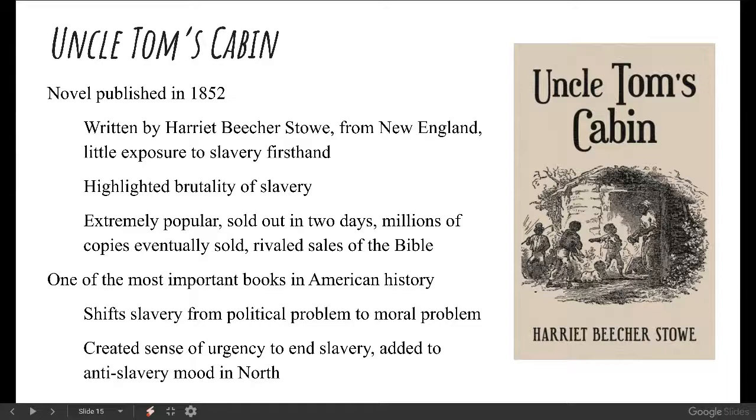And it helps shift slavery from just a political problem to a moral problem. People start seeing that slaves are experiencing all kinds of abuse. They're experiencing starvation in some cases, rape in some cases, really horrible treatment and difficulties working in the fields and different things like that. So people start saying, wow, this is really bad. We probably shouldn't allow this to continue in our country. And so it creates a sense of urgency to end slavery and added to this anti-slavery mood that we see happening in the North. So people become more outspoken against slavery.